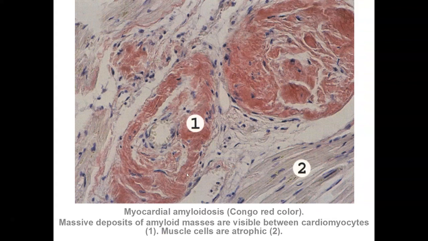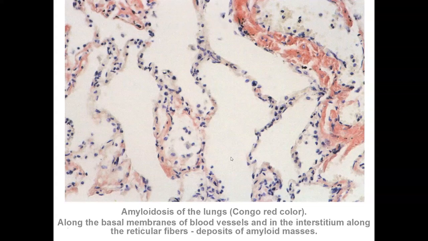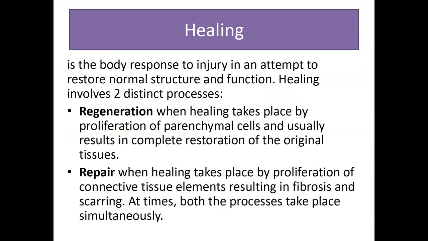Again, amyloidosis, but here in myocardium, between cardiomyocytes, we see some vessels and perivascular connective tissue with amyloid masses. And look, the muscle cells are atrophic. Here you see the amyloidosis of lungs. Again, Congo red coloring along the basal membranes of blood vessels and in the interstitium along the reticular fibers, we see the deposits of amyloid.